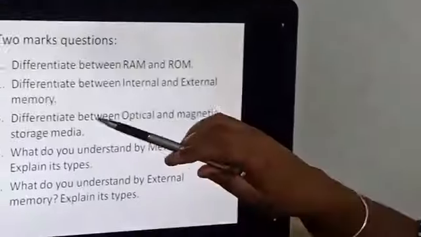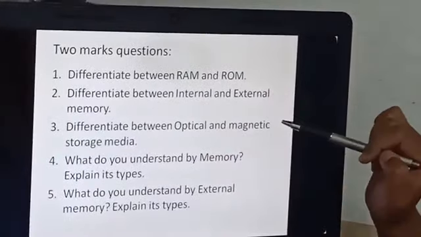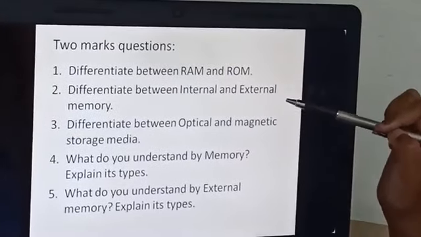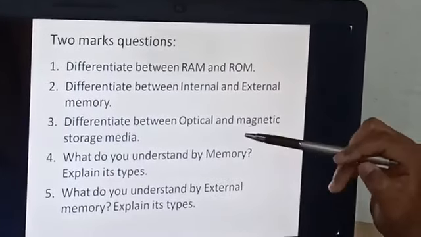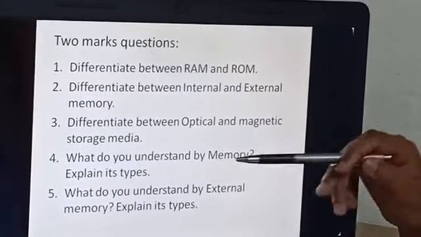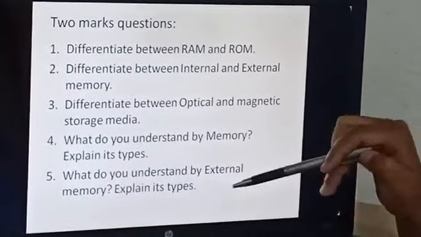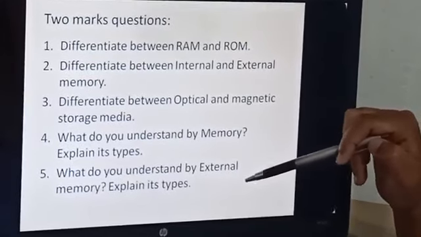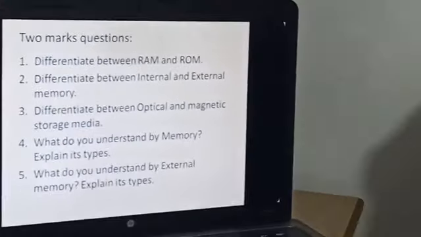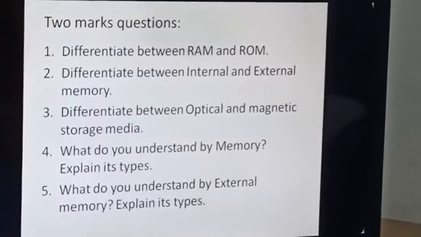Now 2 marks questions. Differentiate between RAM and ROM, differentiate between internal and external memory, differentiate between optical and magnetic storage media. What do you understand by memory? Explain its types. And what do you understand by external memory? Explain its types. Take a screenshot of this screen and solve these questions on your own.